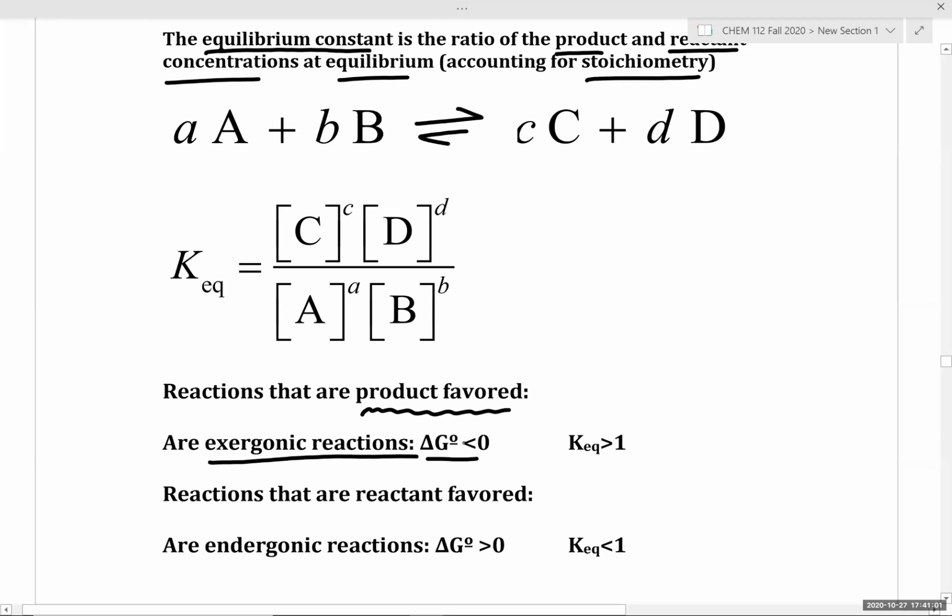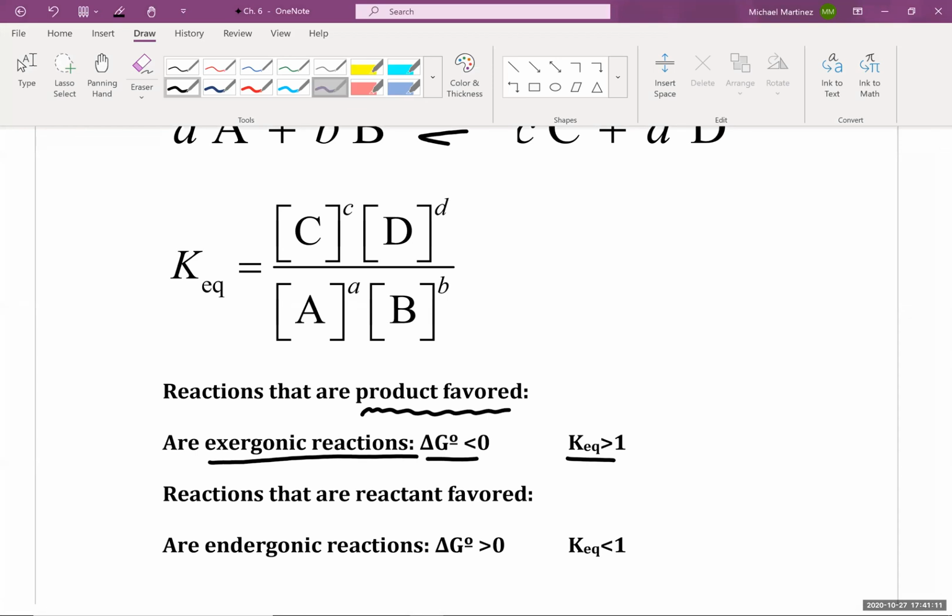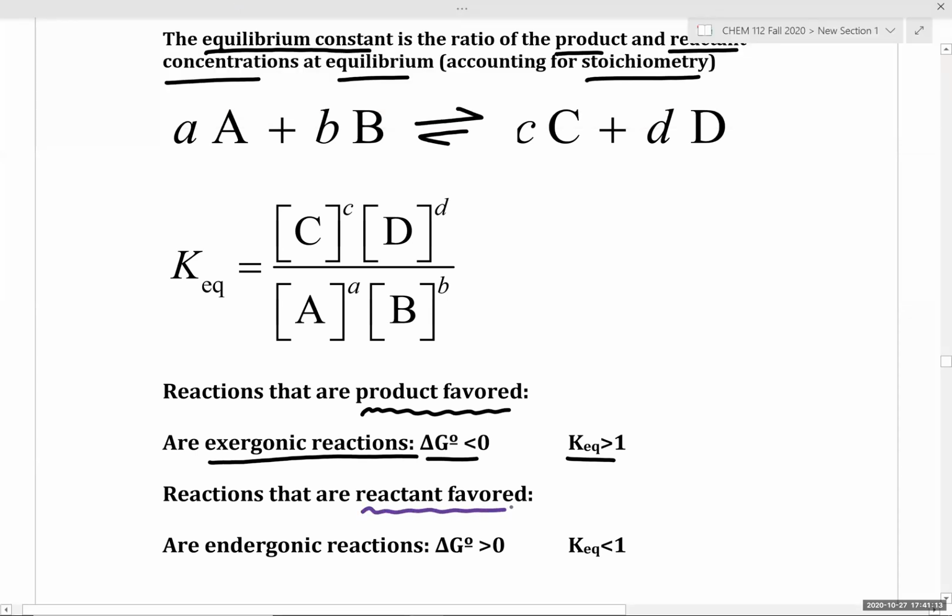Exergonic reactions have a standard Gibbs energy of less than 0 and an equilibrium constant greater than 1. These are considered your typical product-favored reactions. For your reactant-favored reactions, these are typically endergonic reactions with a Gibbs energy greater than 0 and an equilibrium constant less than 1. Do these terms look familiar to everyone? So this is just reviewing the relationship between Gibbs energy and the equilibrium constant.